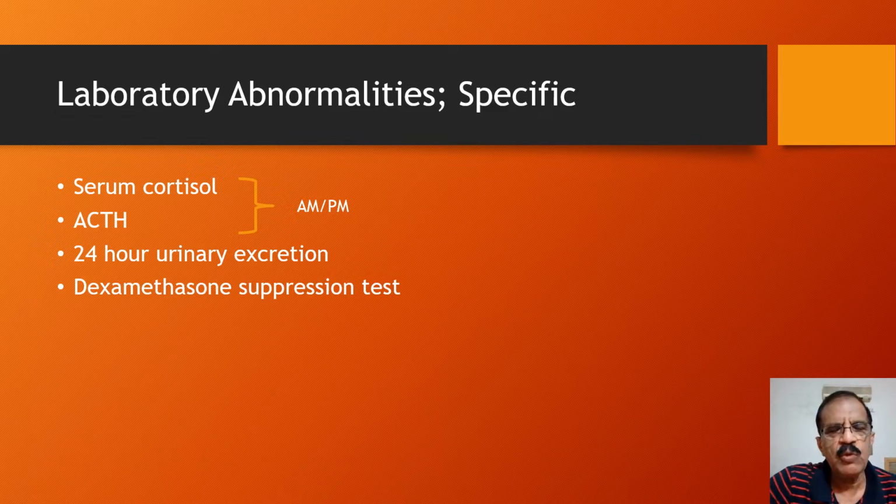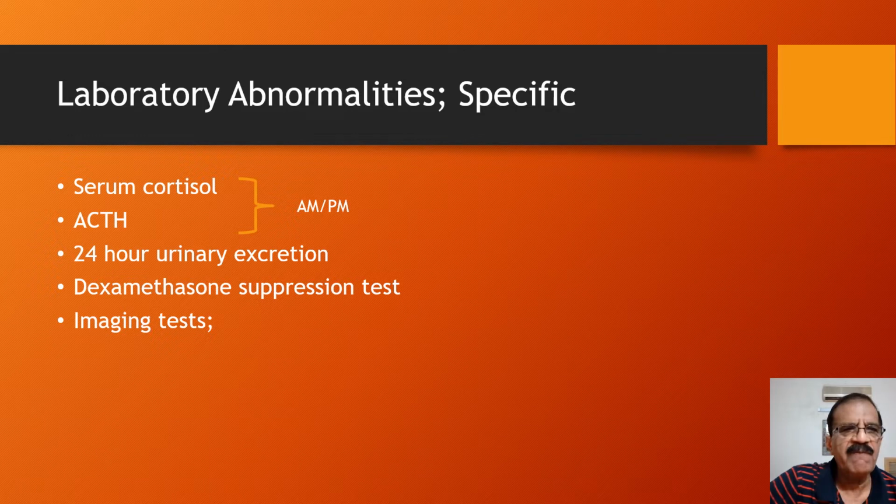Dexamethasone suppression test is very useful to detect Cushing syndrome in its early phase, because in any condition where there is excessive secretion, we try to suppress that excessive secretion to see if there is any abnormality. So the dexamethasone suppression test is an attempt to suppress the hypophyseal adrenal axis to stop production of cortisol. Now, there are two types of dexamethasone tests. I will shortly explain in my next slides. But for now, you just understand that dexamethasone is a much more sensitive test than serum cortisol and ACTH. That means it will pick up the disease before serum cortisol and ACTH become abnormal.